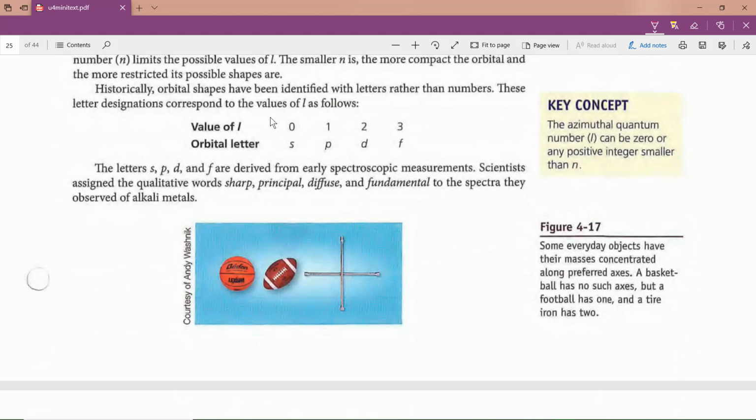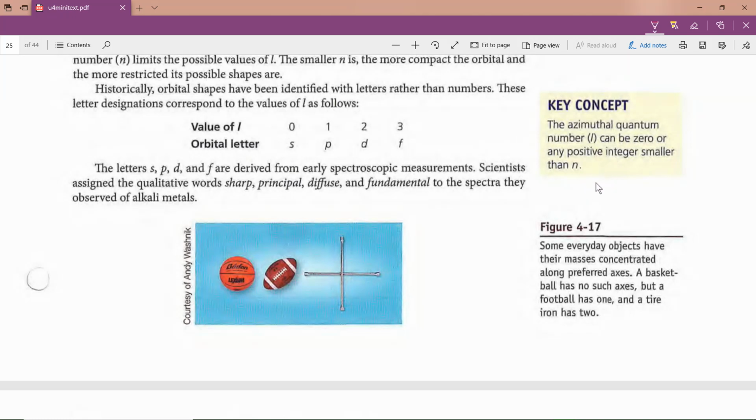Historically, orbital shapes have been identified with letters rather than numbers, so it's like a secret code here. These letter designations correspond to the values of L as follows. If the value of L is 0, then you're talking about an s orbital. If the value is 1, it's a p orbital. If L is 2, it's a d orbital. If L is 3, it's an f orbital. Scientists assigned the words sharp, principal, diffuse, and fundamental to those values. And the azimuthal quantum number can be 0 or any positive integer smaller than n.